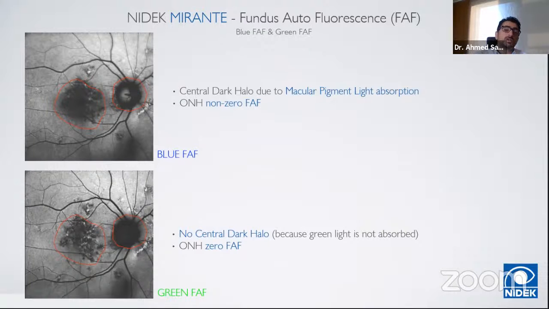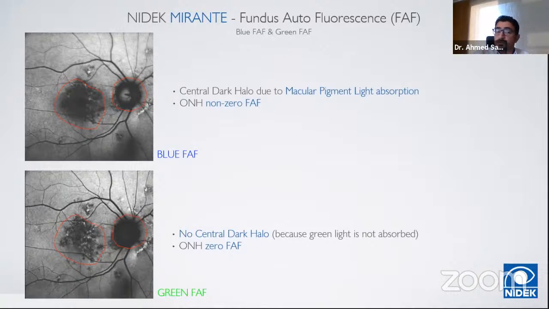And there are 2 main technologies in the market that are currently being used for capturing such an image. The first technology is using the blue laser. The second technology is using the green laser. For instance, Heidelberg is using the blue laser, and if we take a look at Optos, they are using the green laser. Both technologies are nearly the same.